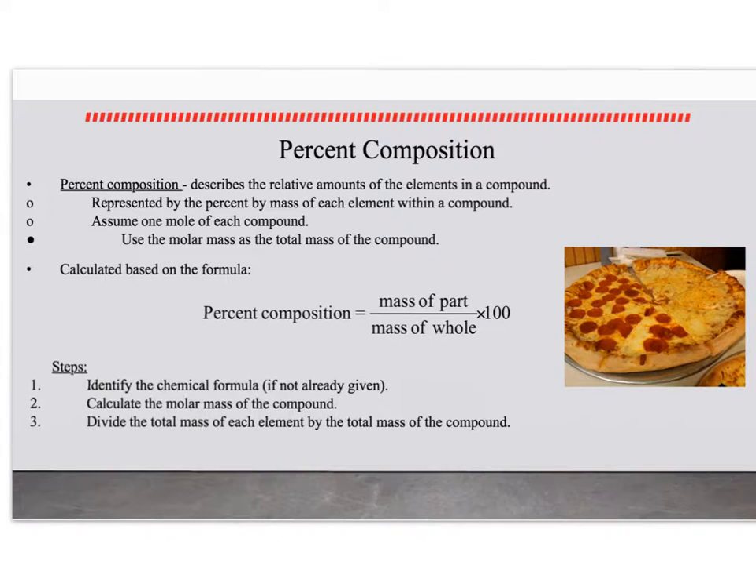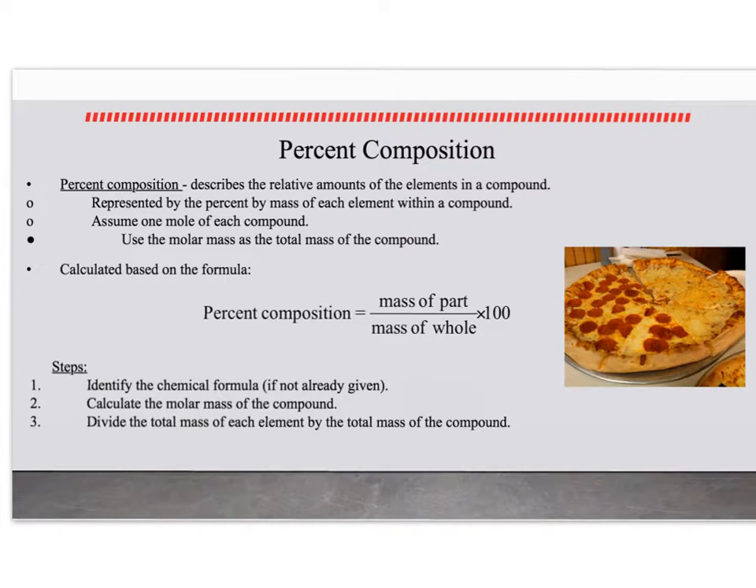The percent composition describes the relative amounts of the elements in a compound. It is represented by the percent by mass of each element within a compound. And we are going to assume 1 mole of each compound. So we need to use the molar mass as the total mass of the compound. And it's based on the formula where percent composition is the mass of the part divided by the mass of the whole times 100.